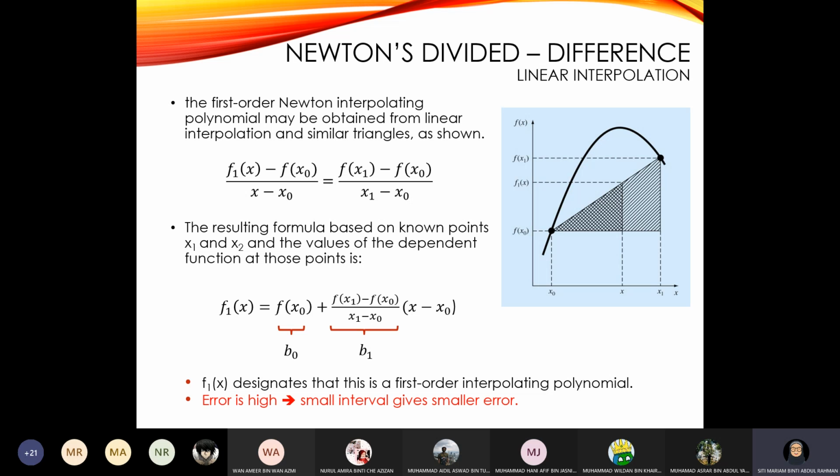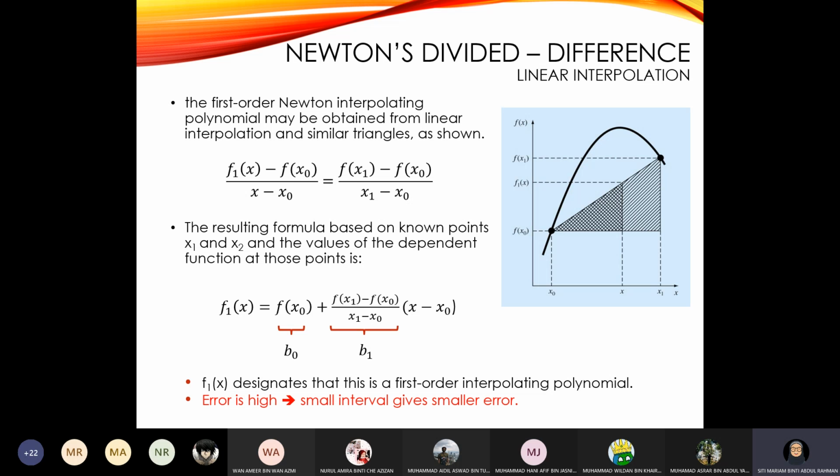So B0 and B1 tu, the concept comes from linear interpolation of similar triangle. So if you look at linear interpolation, macam kita buat similar triangle based on the two points yang kita ada, x0 dengan x1, and then kita nak cari x kan. So after rearranging, yang kita nak cari is the value of f, the value of the function when x is equal to some value. So bila kita rearrange, this is what we get.